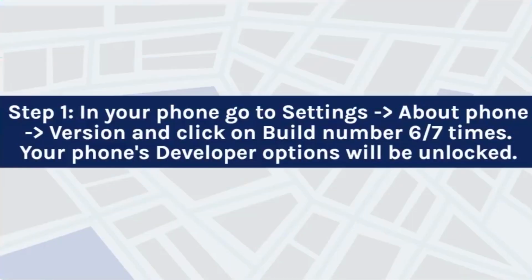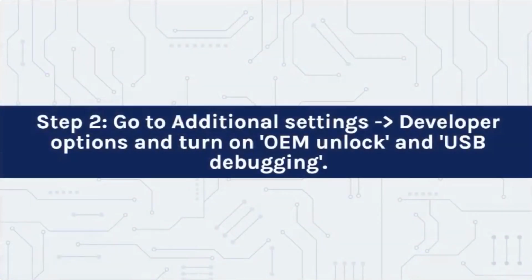Step 1. In your phone, go to Settings, About Phone, Version and click on Build number 6/7 times. Your phone's developer options will be unlocked. Step 2. Go to Additional Settings, Developer Options and turn on OEM Unlock and USB Debugging.